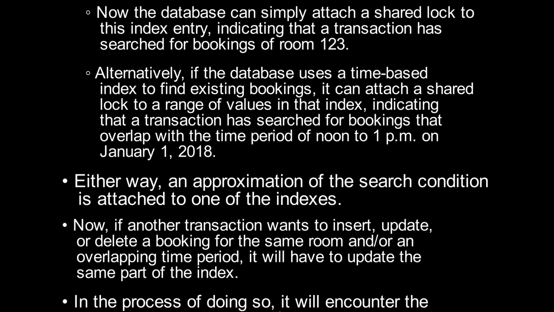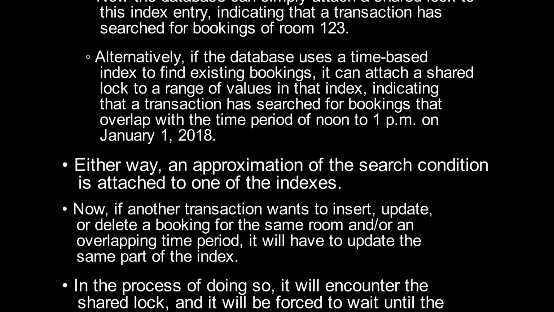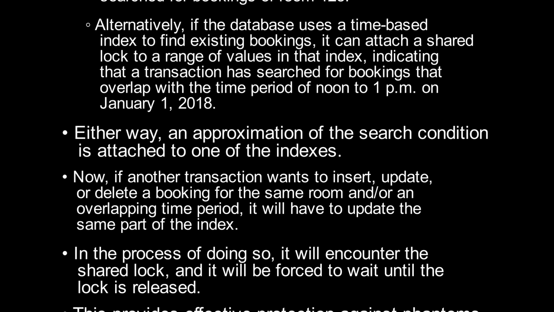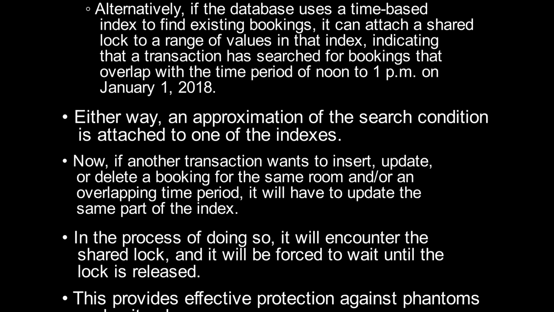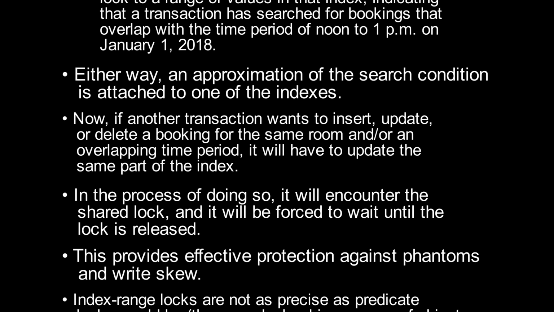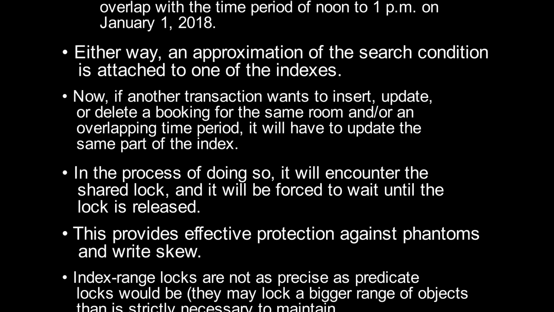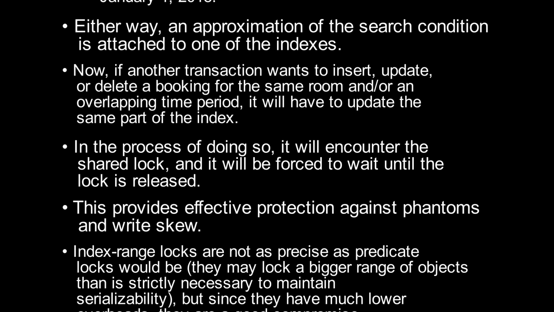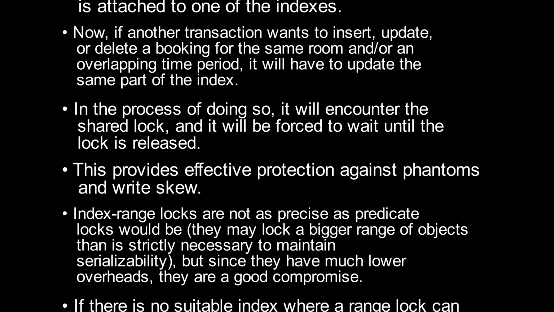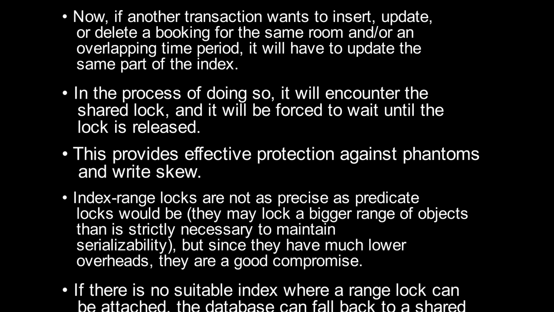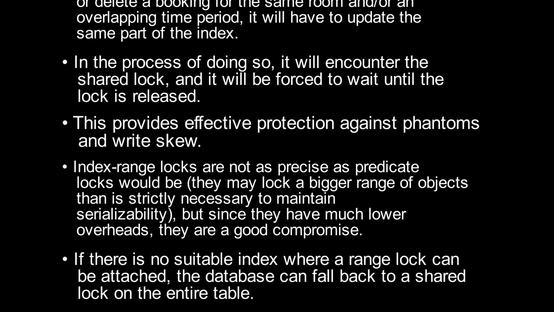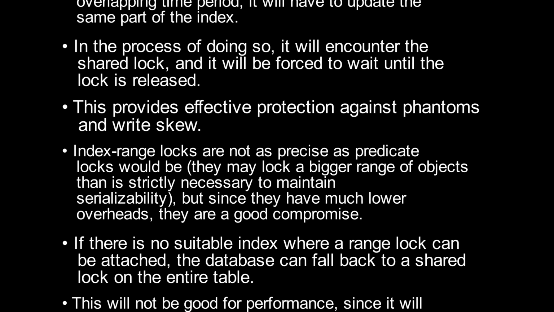Now, if another transaction wants to insert, update, or delete a booking for the same room and/or an overlapping time period, it will have to update the same part of the index. In the process of doing so, it will encounter the shared lock, and it will be forced to wait until the lock is released. This provides effective protection against phantoms and write skew. Index-range locks are not as precise as predicate locks would be. They may lock a bigger range of objects than is strictly necessary to maintain serializability, but since they have much lower overheads, they are a good compromise.